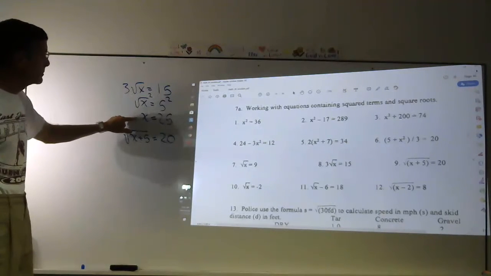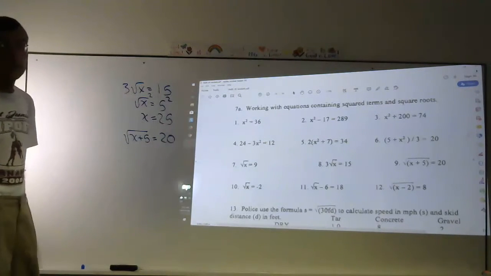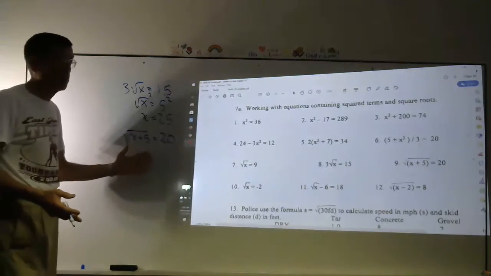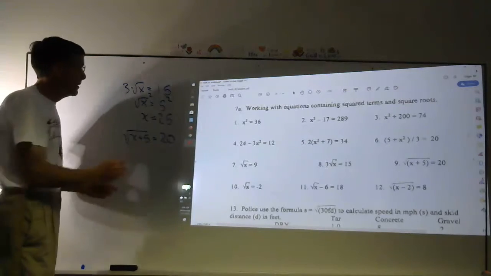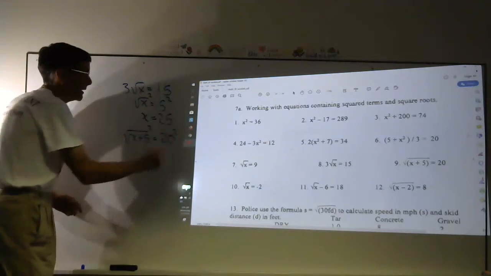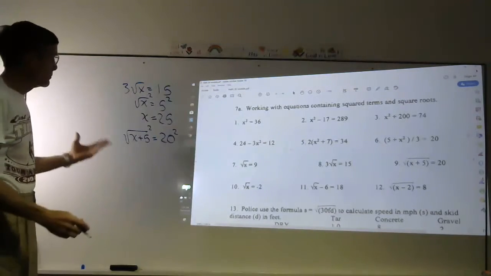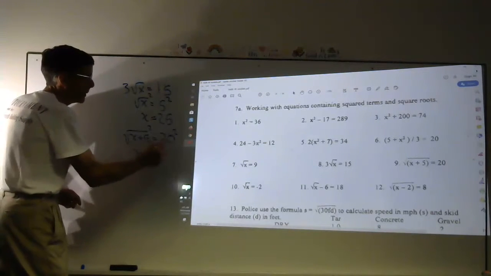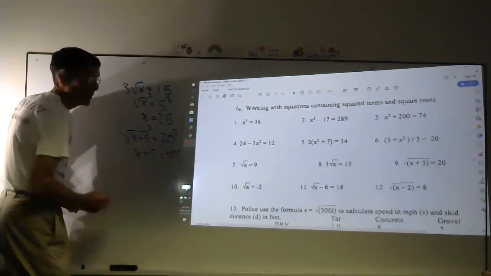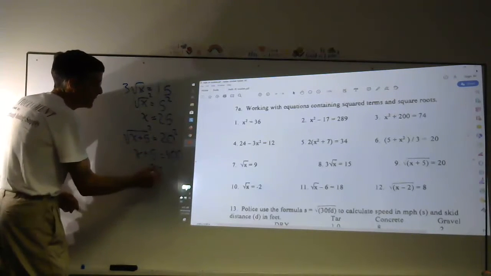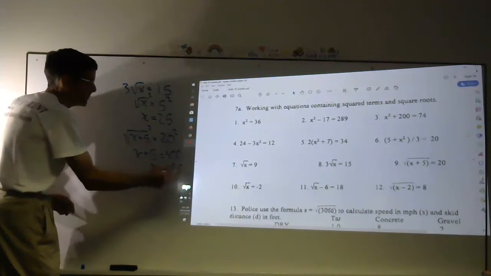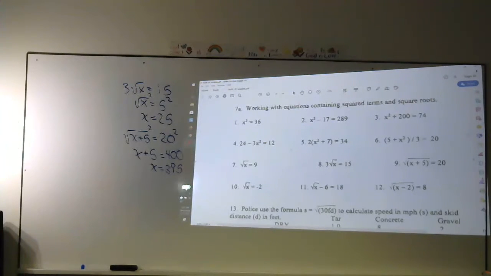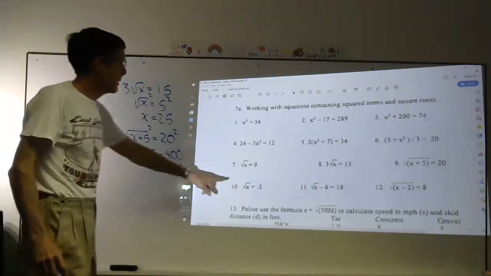It gets rid of the root, and 5 squared, 5 times 5 is 25. That method is really helpful in this problem. You can square both sides, okay? You get rid of the root. See, I got rid of the root, and 20 times 20 is 400. Subtract 5, and x is 395, okay? How about this one?